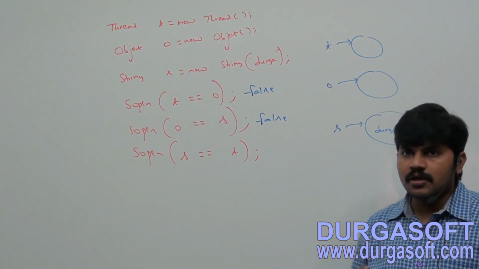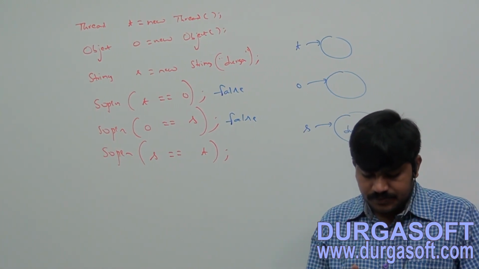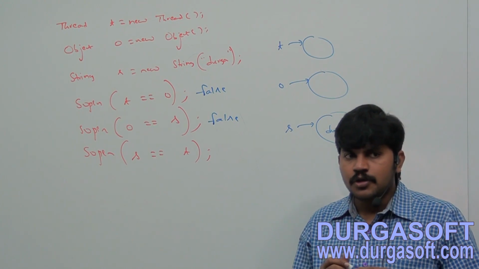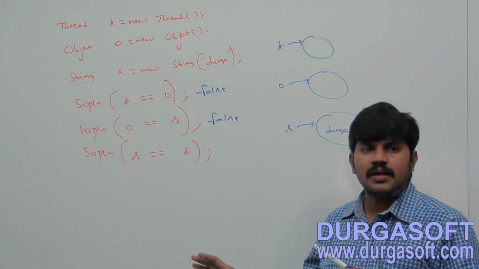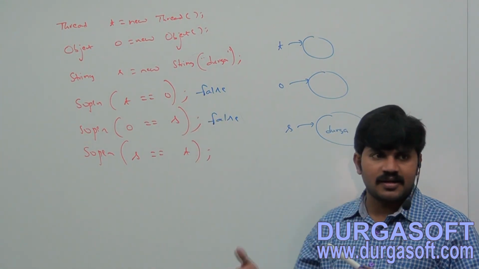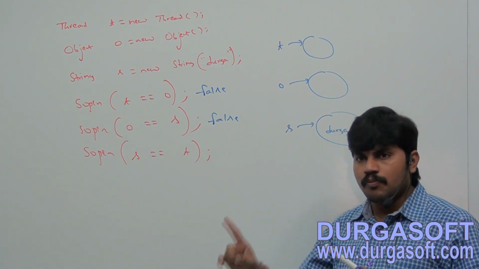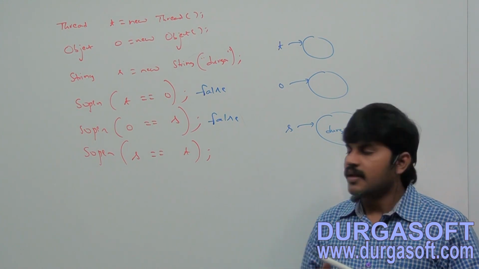So S double equal to T. What is the answer? False. If it is false, what is the need of taking this example? Because we already got that knowledge in the last example. Make sure there is an important loophole; that itself is the conclusion.